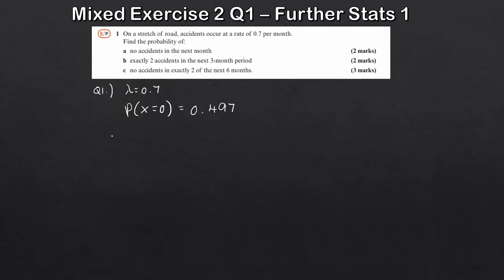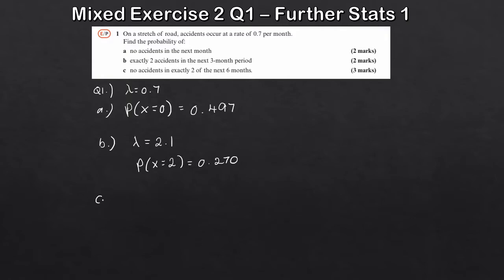Okay, so that's the probability that there's no accidents in the next month. The probability that there's exactly 2 accidents, well, in the next 3-month period, so we're going to have to adjust that. So 1 month is 0.7. So for this one, my lambda will be 0.7 times 3, so it'll be 2.1. Okay. And then we're going to calculate again, but X equals 2, because we want exactly 2 accidents. Again, I've just used a calculator for this. I'd recommend the same for you. This will give you 0.270. So again, 3 significant figures.